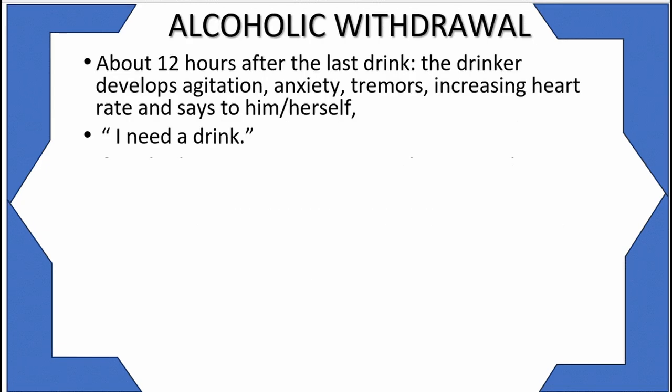After 12 hours with an alcoholic who hasn't had a drink, this is what happens since the last drink. The drinker develops agitation, tremors, increasing heart rate, and says to himself, I need a drink. Now that's the glutamic acid. By that point, it's not just a weak-minded person or somebody who's undisciplined. It's physiologic. It's built in. He's got glutamic acid in his brain that's accumulated over a period of time. In other words, he can't help himself. And that's what happens to most alcoholics. They get to the point they can't live a day without.